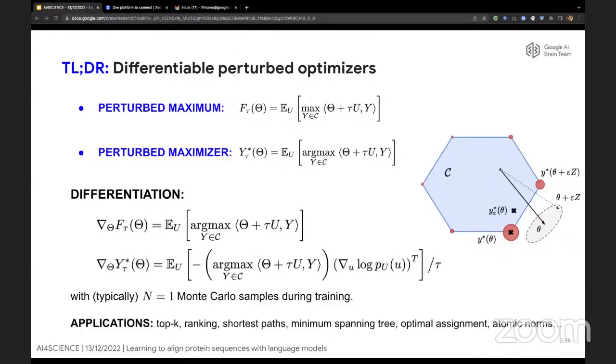And yeah, basically, the most important thing for our application is that we can compute both the gradient of this perturbed maximum and the gradient of the perturbed maximizer with Monte Carlo approximations, where just using one sample tends to work pretty well. I will not go into details of how we derive this, but it is very, very similar to the score function estimator in RL. And you can use this idea pretty much everywhere where you can write your problem as a linear program, like top-K, ranking, optimal assignment, and all these kinds of algorithms.